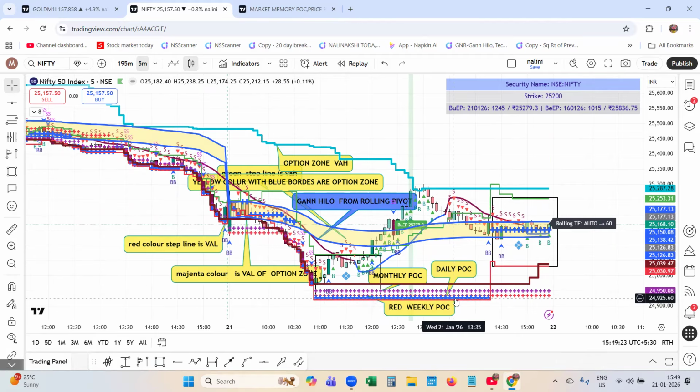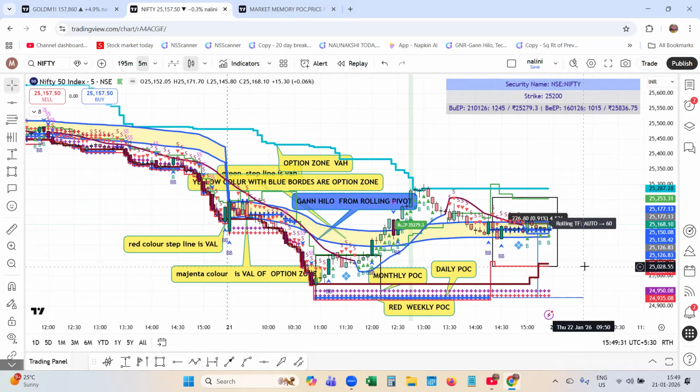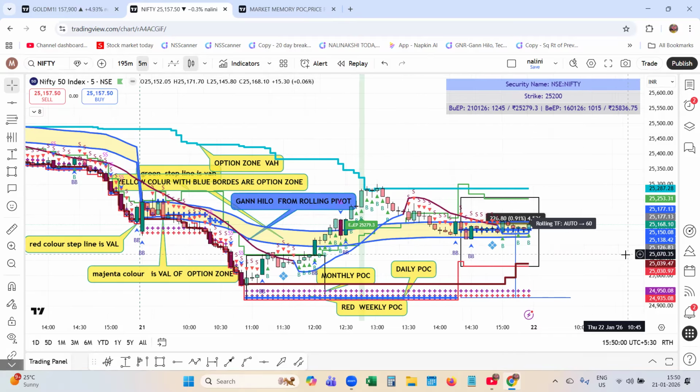24,919 was the low, and the price has moved higher 220 points from the low and closed over here. The previous day, it had closed around 25,250 or 260 something, but still the close is lower than the 25,157, but the close is significant. The market made the low of 24,919 and closed almost at the middle point.